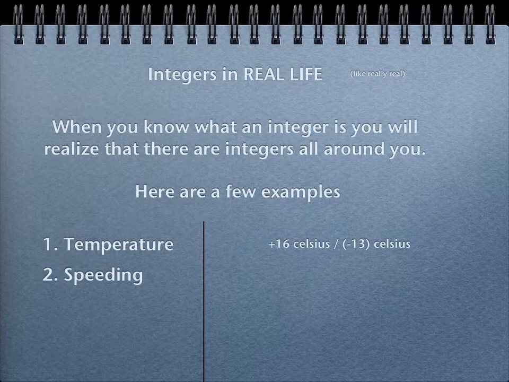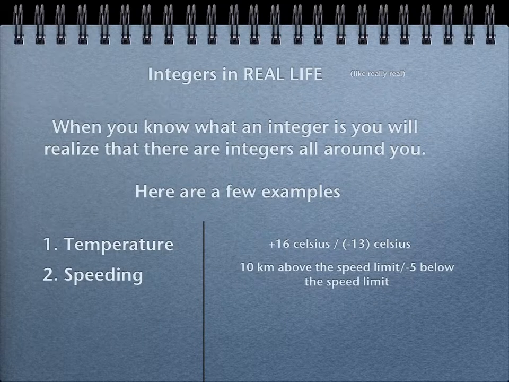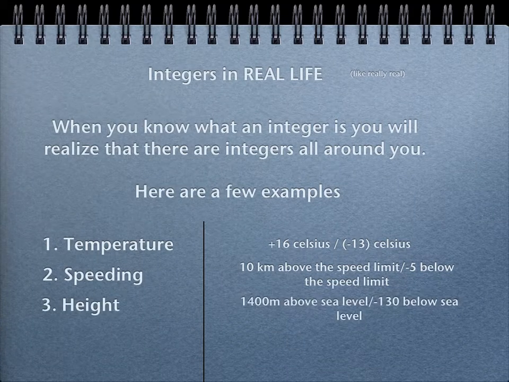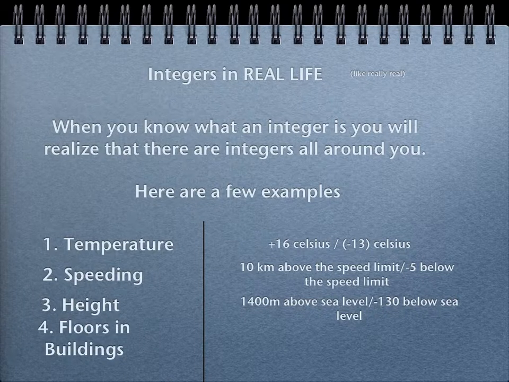Speeding. You can be 10 kilometers per hour above the speed limit or 5 kilometers per hour below the speed limit. Height. You can be 1,400 meters above the sea level or negative 130 meters below sea level. Floors and buildings. The entrance is 0 and above is 1 and below is level -1.